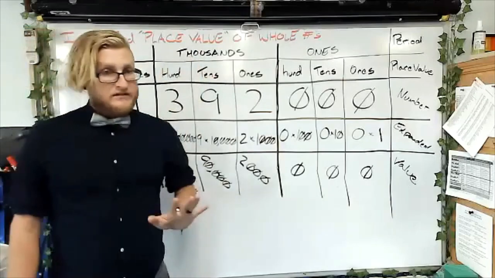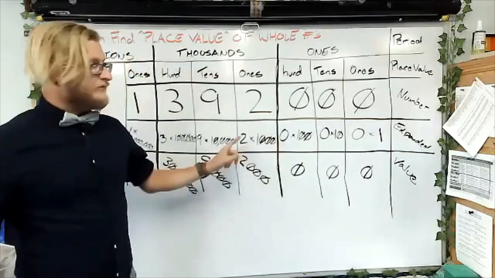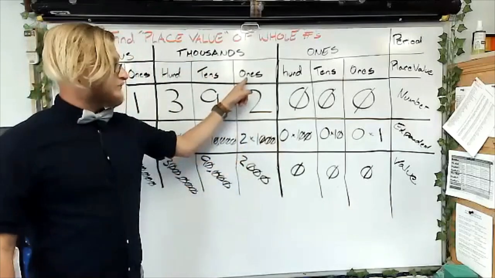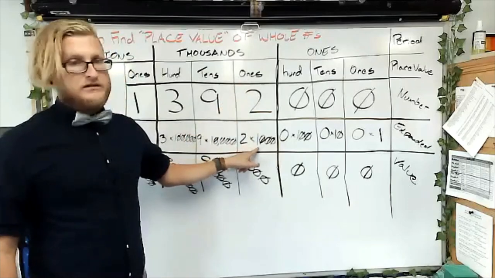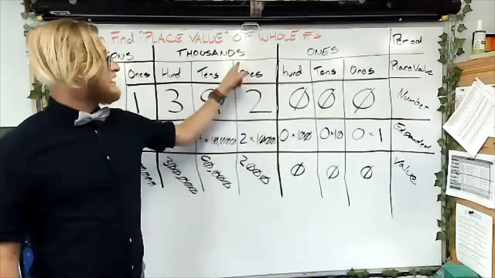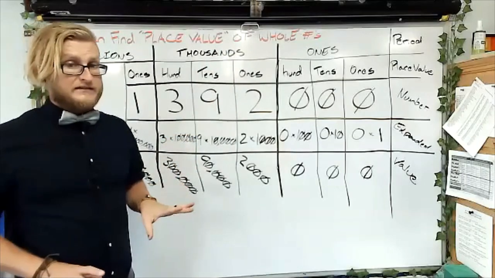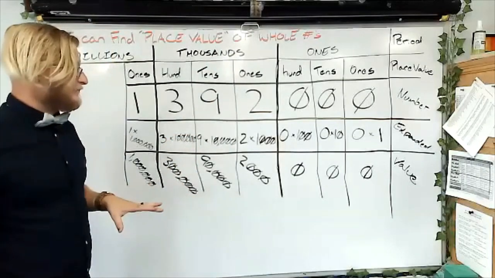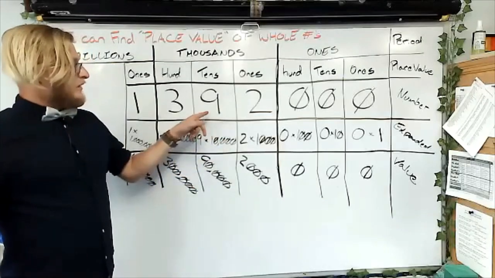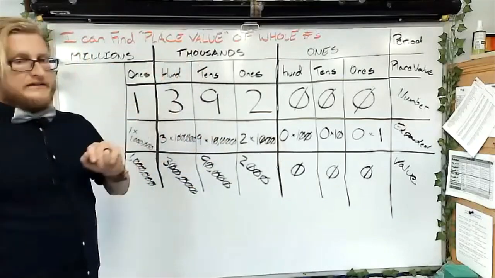And this is where it also gets a little tricky. A lot of times I see students say, oh, it's in the ones place value, so you want to multiply it by one? No, it is in the 1,000s place value. So be careful with that. That's going to be where you might make an easy, simple mistake. So a 9 in the 10,000s place value.